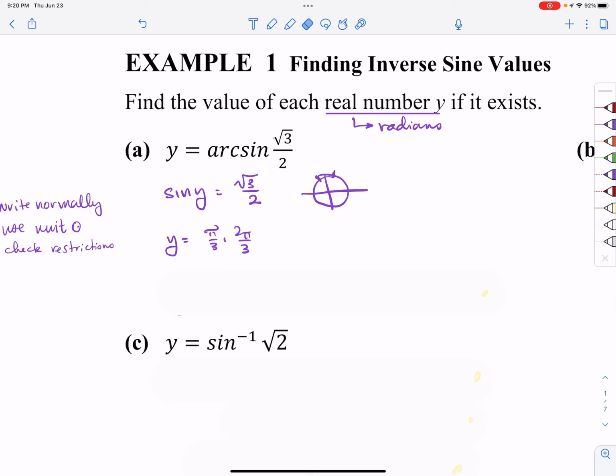Then the last thing we want to do is make sure that we check our restrictions. Now remember that the sine inverse restrictions are only going to be on the right hand side of the circle. So that means that we're going to throw this one out. We're only going to keep this first quadrant angle here, and so we're going to keep that pi over 3. The angle that we're looking for is pi over 3.